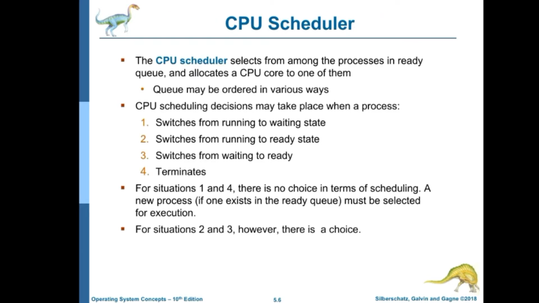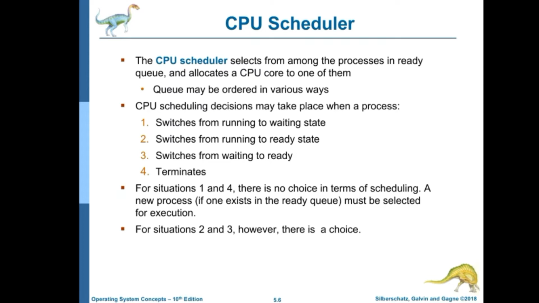CPU scheduler. The CPU scheduler selects from among the processes in the ready queue and allocates a CPU core to one of them. The queue may be ordered in various ways. The main task of CPU scheduling is to make sure that whenever the CPU remains idle, the OS selects at least one of the processes available in the ready queue for execution.